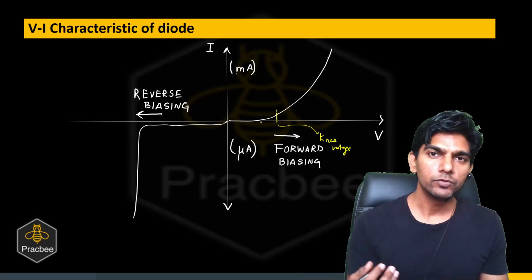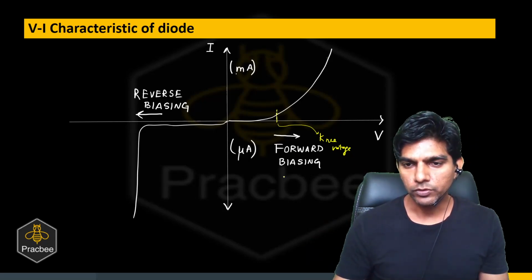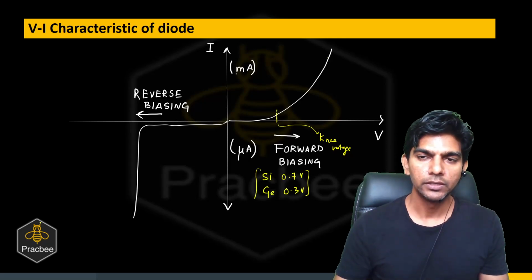So what is the knee voltage? Beyond knee voltage, the current increases exponentially. And this knee voltage for silicon is around 0.7 volts, and for germanium, it is around 0.3 volts. So these values you should remember.